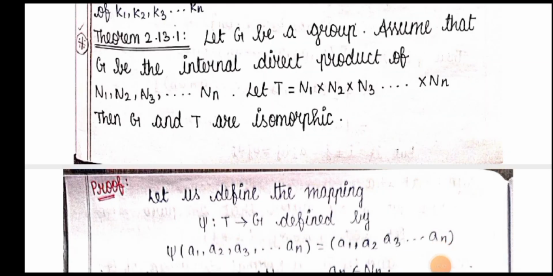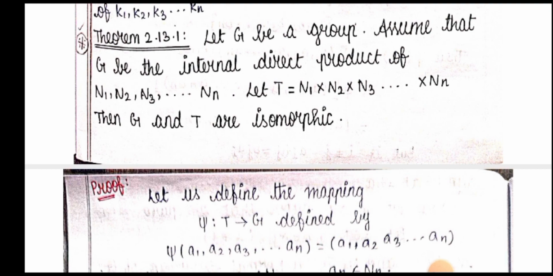Also we see a theorem. The statement is, let G be a group and assume that G is the internal direct product of N1 to Nn, and let T equal N1 cross N2 cross and so on cross Nn. Then we have to prove that G and T are isomorphic.